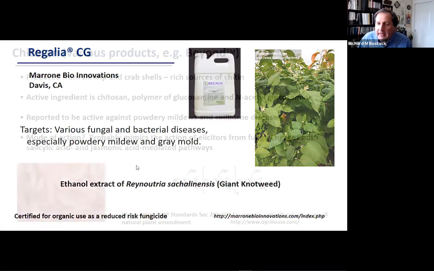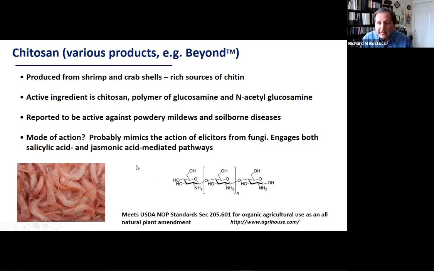Chitosan is basically produced from shrimp and crab shells, which are a very rich source of chitin. Chitosan is basically a breakdown product of chitin, which forms the shells. With all that shrimp that we eat and that crab, what are you going to do with all the shells? Well, this is one thing they can do with it: produce chitosan. It has been around for a long time, over 40 years. At least we've known about chitosan as an elicitor in plants.